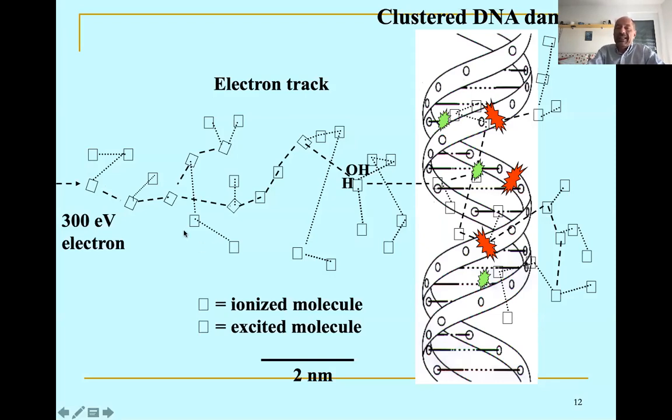If you look at the track, this is a Monte Carlo simulation, so it's not the experiment, but this is what happens. Here excitation is in green and ionization is in red. You see that if you take a track and you overlap the track to DNA, including the chemistry, of course, including the production of free radicals, you can have a lot of events on the bases, on the strands, at different distances from each other.